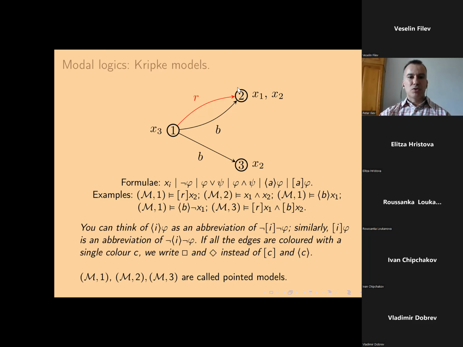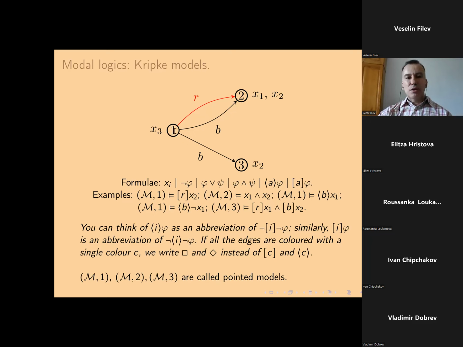For example, if you take this Kripke model and you take point one, you see that box R x2 is true. What you have to read by this is: box R stands for everywhere you go along a red arrow, you will reach a point where x2 is true. Is this thing true in this point? Yes, it is, because there is one red arrow. And if you make a step along this red arrow, you go to the second point, and x2 is true here. Another example, take point number two. So you see that the formula x1 and x2 is true because both propositional variables are true here.